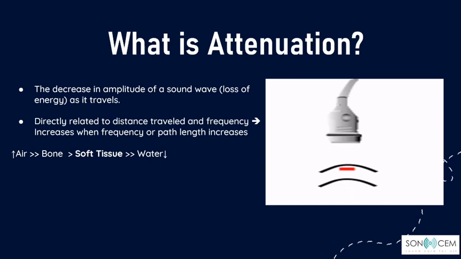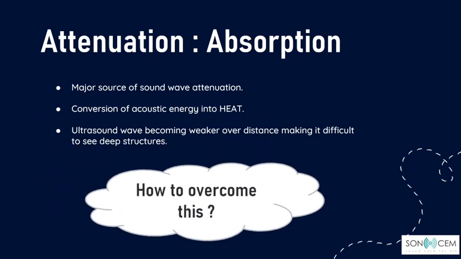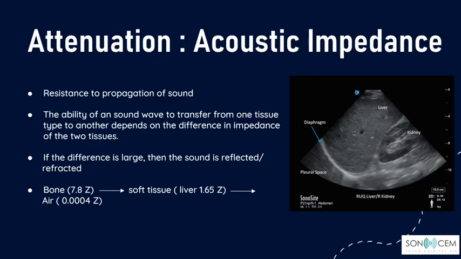Attenuation occurs by sound wave absorption and dispersion. Tissues absorb acoustic energy and convert it to heat. This is the major source of attenuation, making it difficult for the waves to reach deep structures. So how to overcome this? It is by using the TGC or time gain compensation. It is a setting present in the ultrasound machine that increases the received signal intensity from deeper structures, making them look equally echogenic.